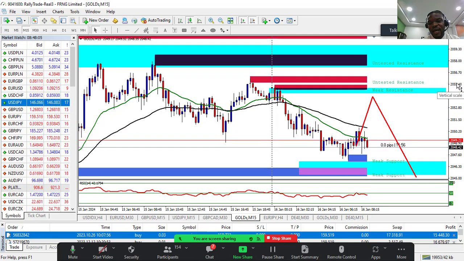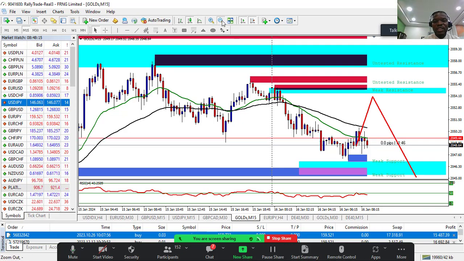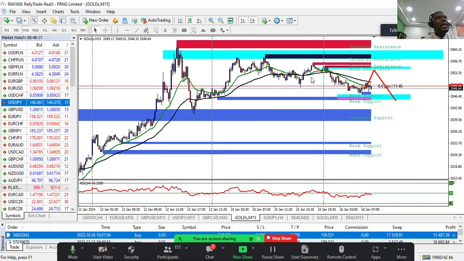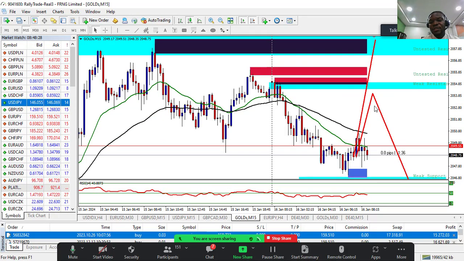Opportunity to sell means I'll wait for the price to move towards an area where sellers will be waiting to take advantage of the market. So that's one area. Another area where sellers will be waiting to take advantage is this other area up here. So these two areas. So let me give you the price level real quick.